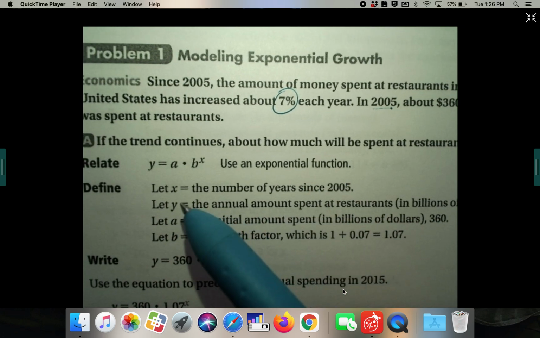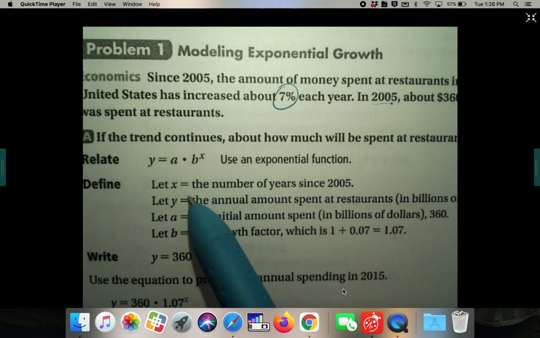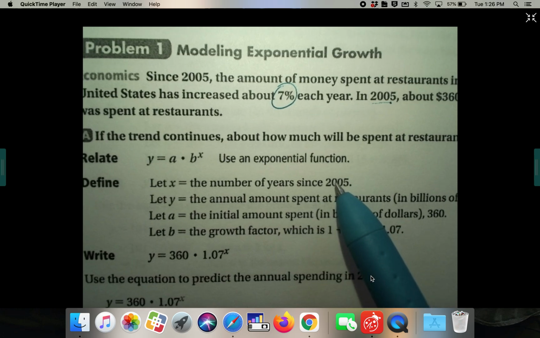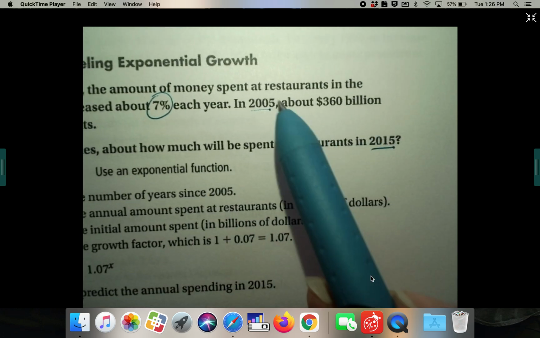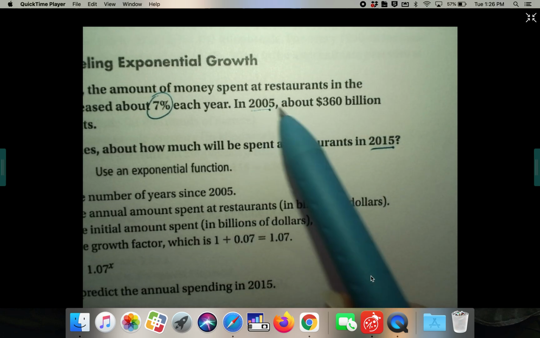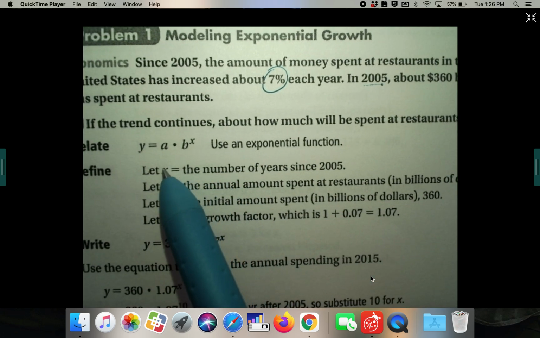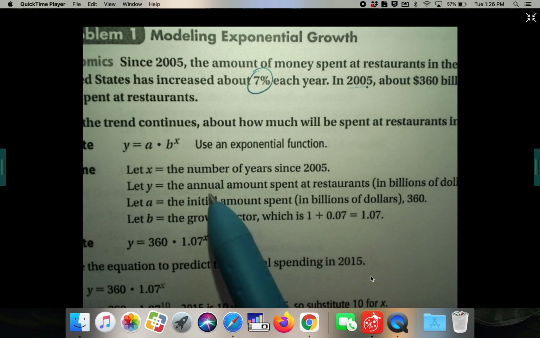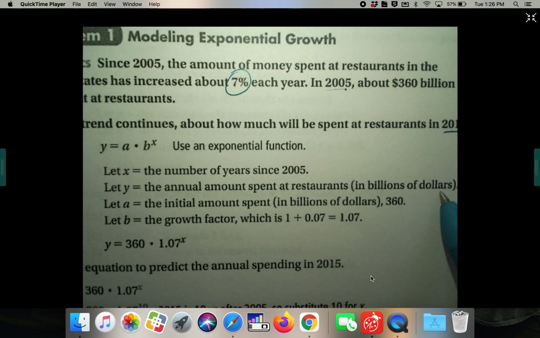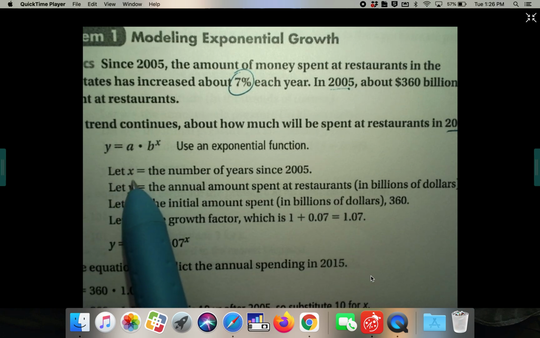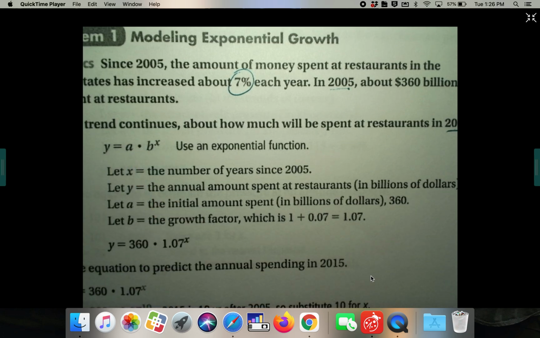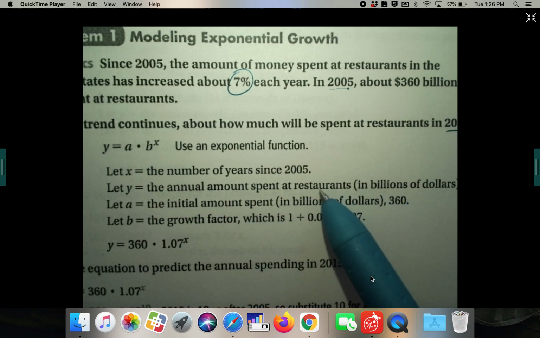So here it is worked out for you so we can kind of make sense of this. X is going to represent the number of years since 2005. So if we're talking about 2015, from 2005 to 2015, it's been 10 years. So we're going to let our x, little exponent up here, be 10. Okay, y is going to be the amount spent at restaurants in billions. So that's actually what we're trying to figure out. So we're going to leave y, but when we get our answer, it's going to be what we're looking for as far as the amount of money in billions spent at restaurants.